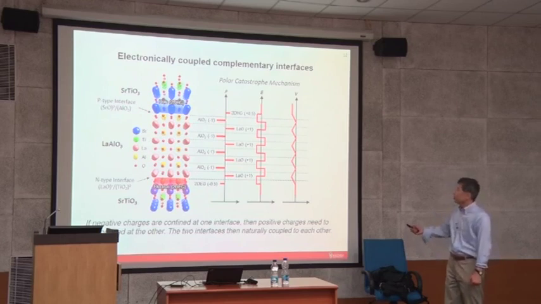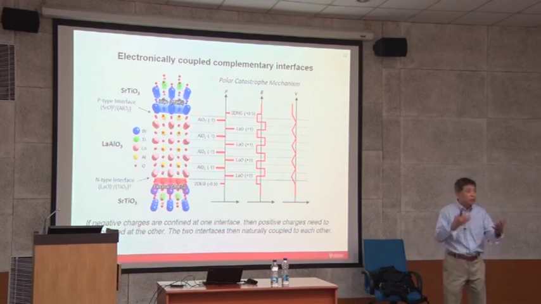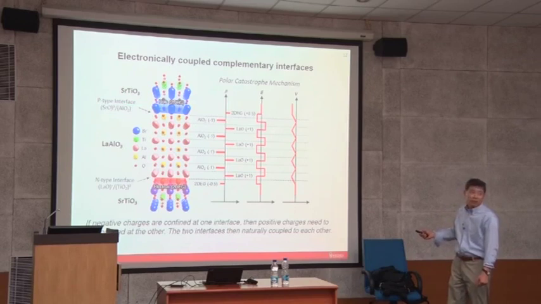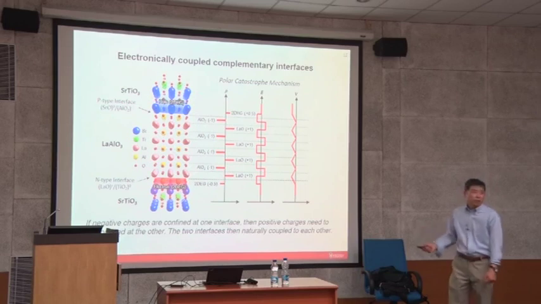Then you deposit strontium titanate, and then what is the first layer? Because this is a B site, okay? And the next one is an A site, okay? The sequence of growth is A site, B site, A site, B site. So the first layer should be strontium oxide. And the next one is titanium oxide, and strontium and titanium.